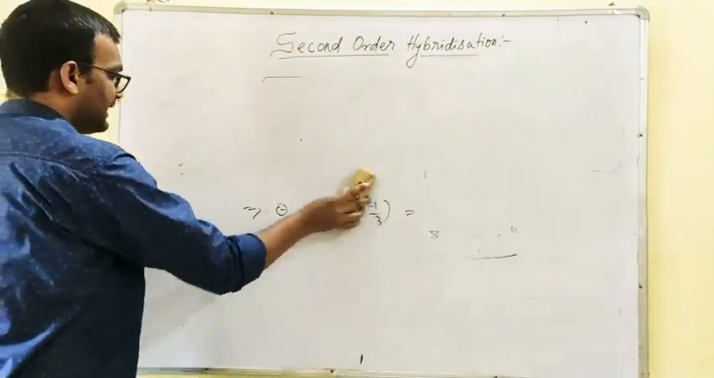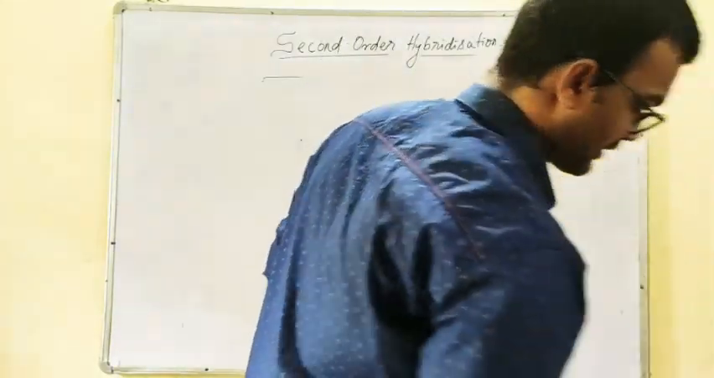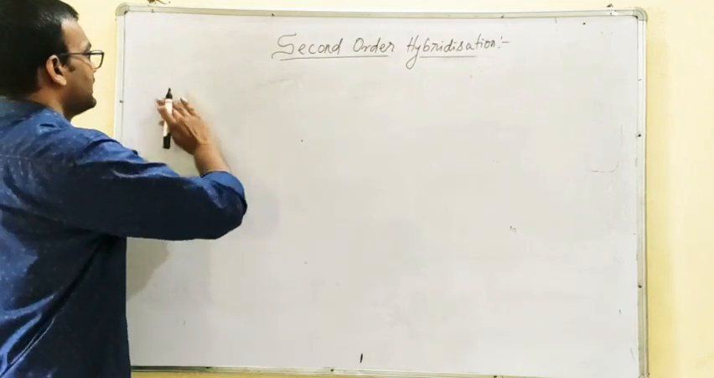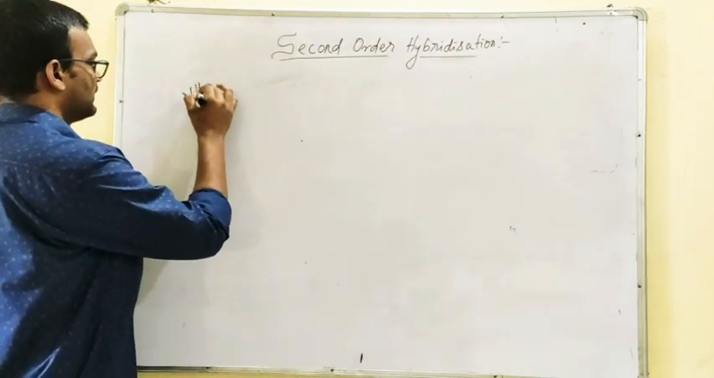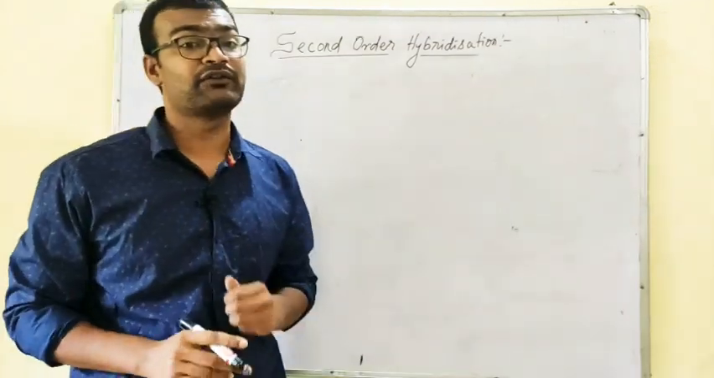So let's jump to the example we gave in the introduction, that is the hybridization of ammonia and water. This is very important; from these examples, these things will be more clear. So now let's find out for ammonia, how we get sp3.4 hybridization.